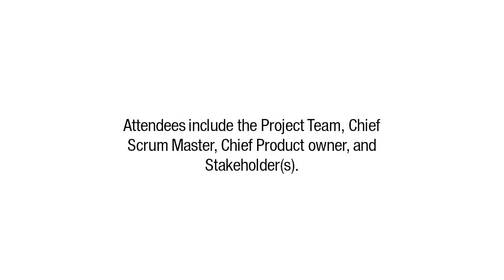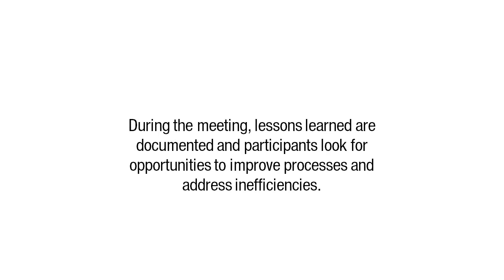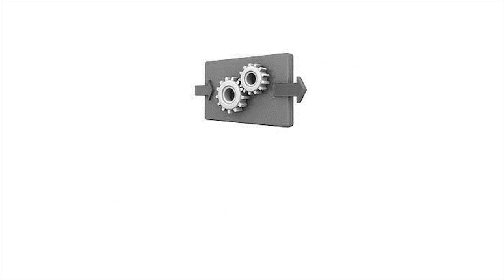Attendees include the project team, Chief Scrum Master, Chief Product Owner, and stakeholders. During the meeting, lessons learned are documented and participants look for opportunities to improve processes and address inefficiencies. Now that we have seen the inputs and tools involved, let's see the outputs generated. There are 2 outputs created. They are agreed actionable improvements and assigned action items and due dates.